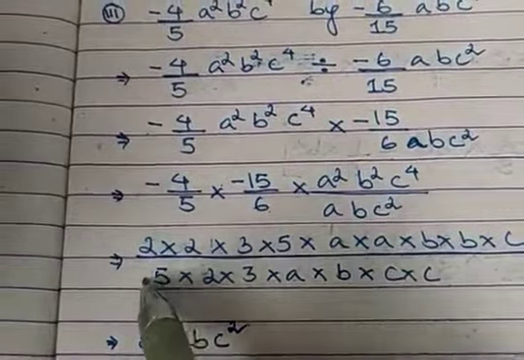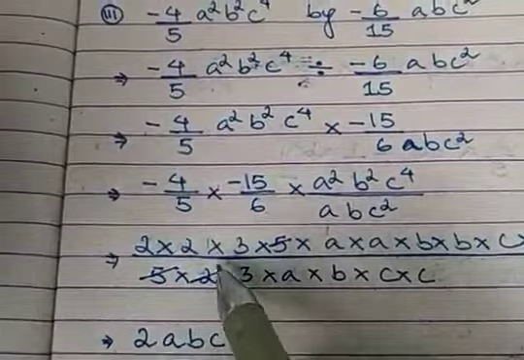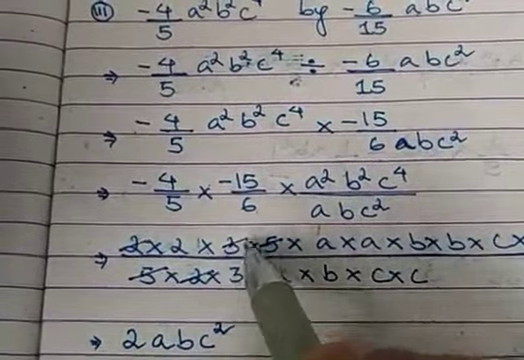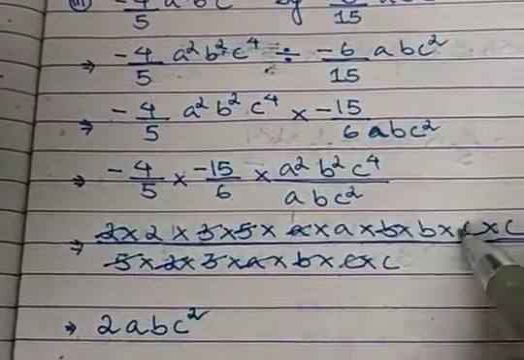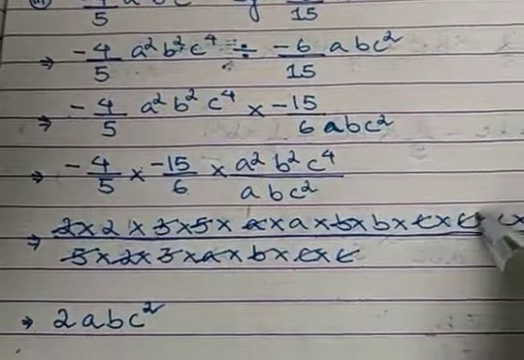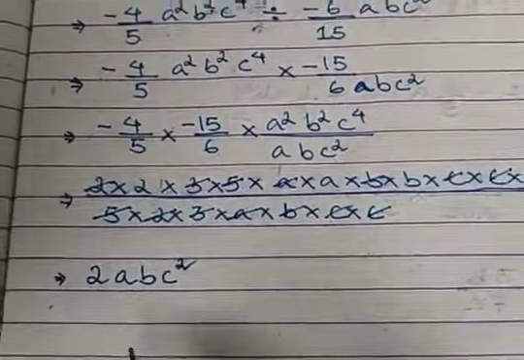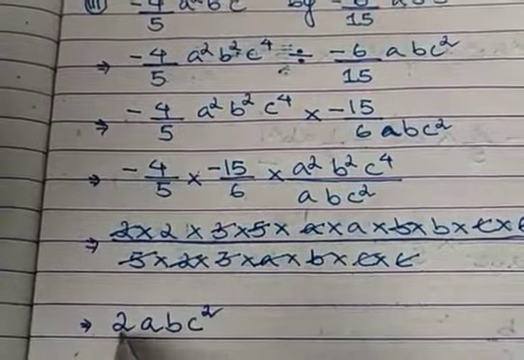Now from here, cancel the terms that are the same. 3 and 3 also got cancelled. This a and a got cancelled. b and b got cancelled. c and c also got cancelled. So what's left in the numerator? 2. So 2.